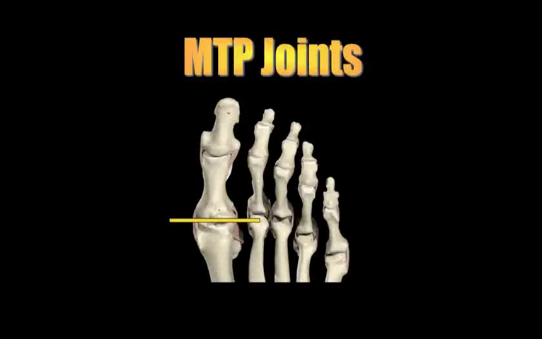So the axis of movement for plantar flexion and dorsiflexion is an axis that goes through the metatarsal phalangeal joint line. With plantar flexion, we will get a plantar glide. With dorsiflexion, we get a dorsal glide.